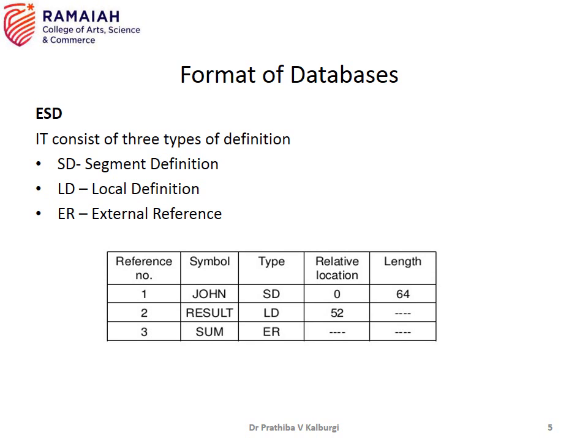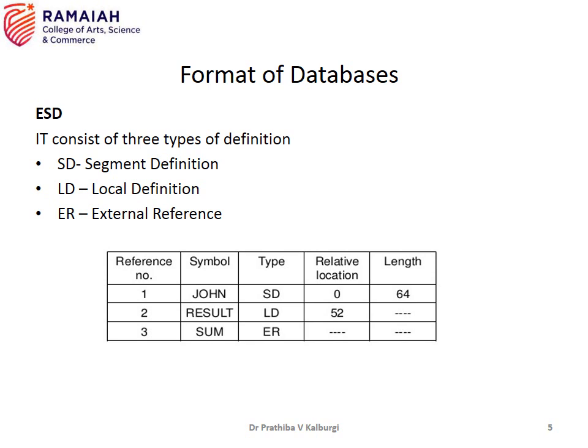If you observe in the table, reference number 1 contains the symbol or label name John. John is nothing but the name of the program. The type is the segment definition, and the relative address is the starting address of the program John. This relative address is specified with the length as 64.